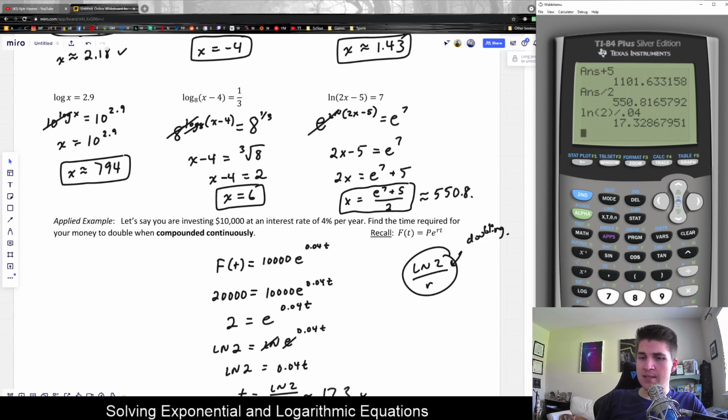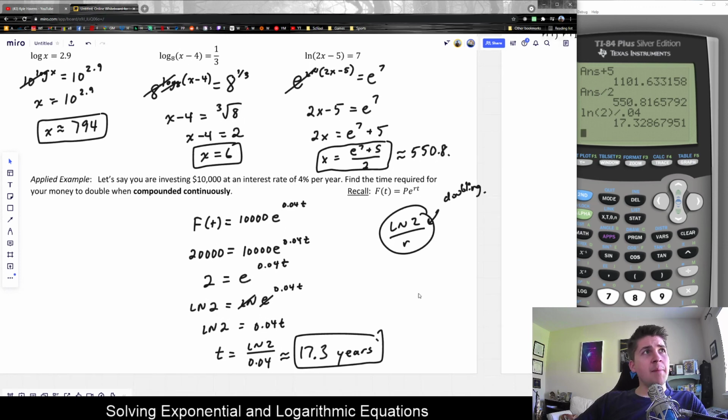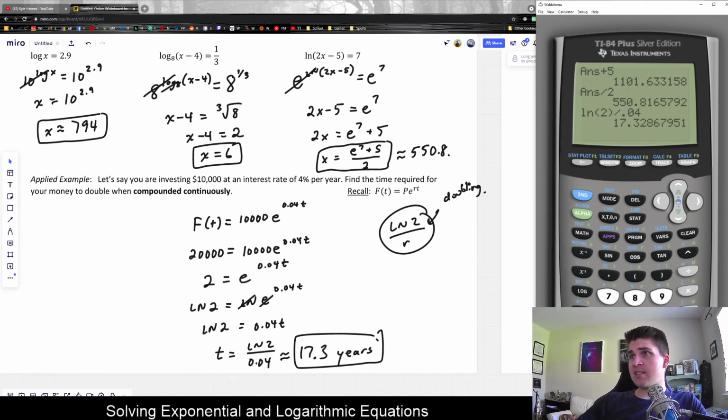17.3, and this will be in the same time frame as the original account, which is in years. So essentially, it will take that account about 17 years to double. And again, I could check that this makes sense by saying, well, my principal was $10,000, it's compounded continuously, e to the 0.04 times t. And if I plug in 17.3 years, this should double. And notice it gets me to approximately $20,000. Makes sense as the doubling time.